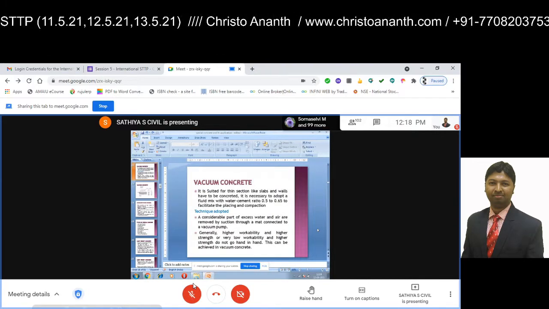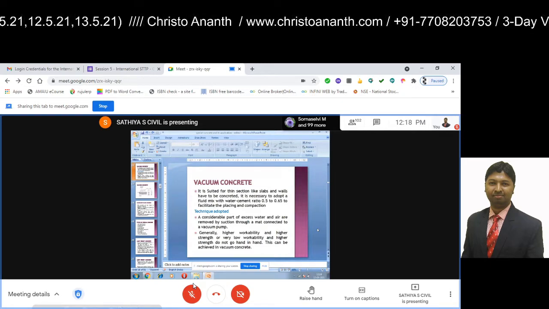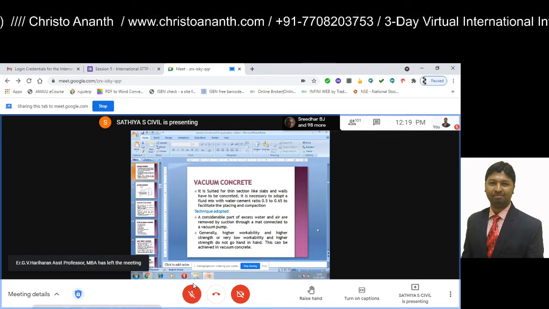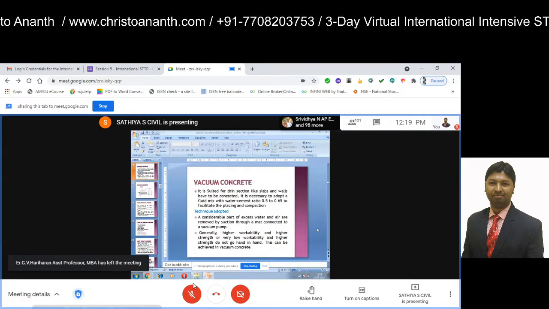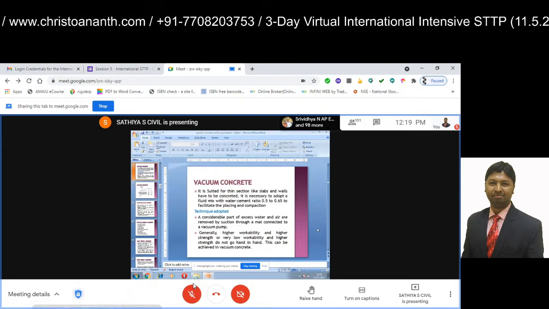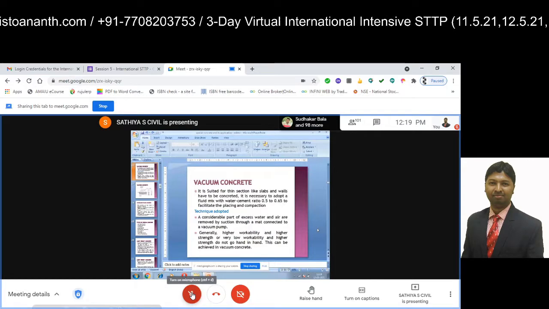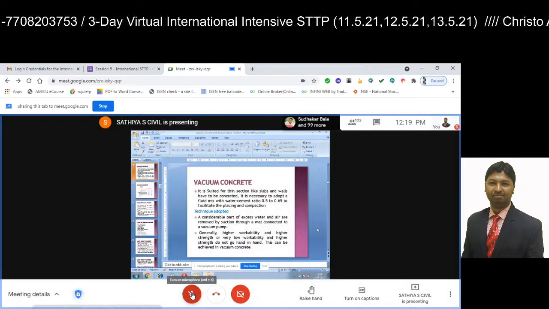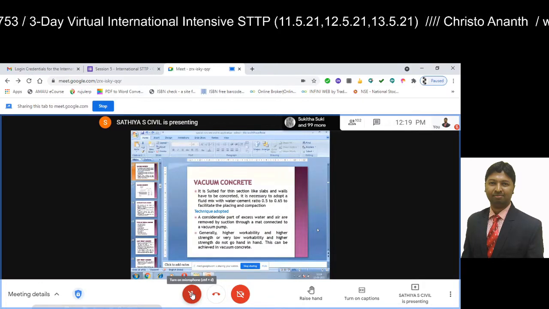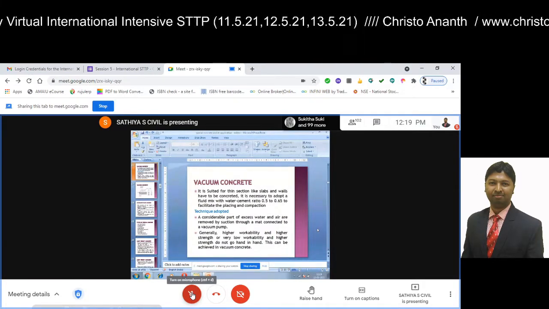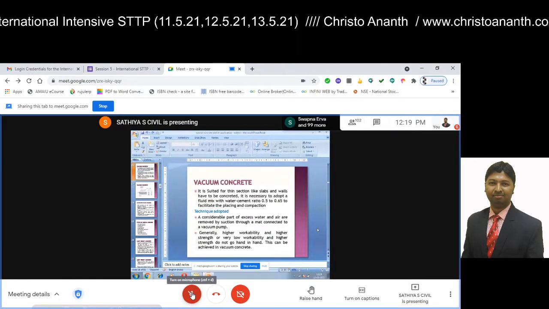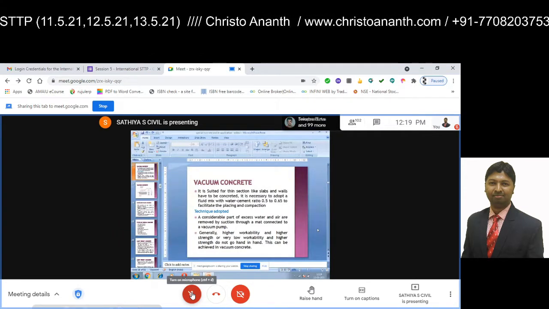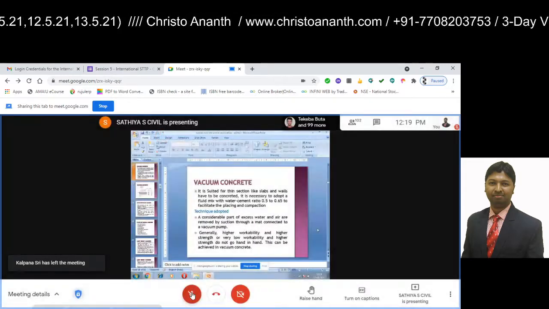Then the next technique is vacuum concrete. It is suited for thin sections like slabs and walls that have to be concreted. It is necessary to adopt a fluid mix with a water cement ratio of 0.5 to 0.65 to facilitate mixing and compaction. Then the technique adopted: a considerable part of the excess water and air is removed by suction through a mat connected to a vacuum pump.